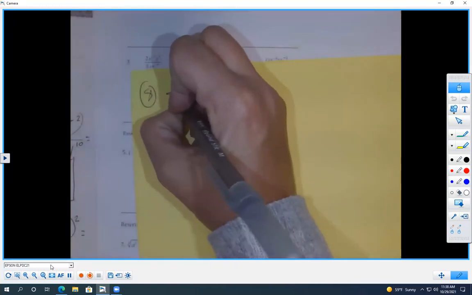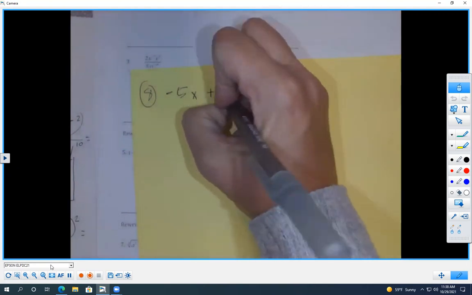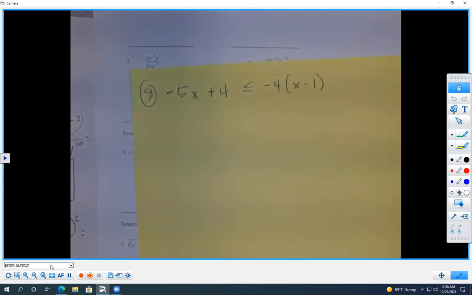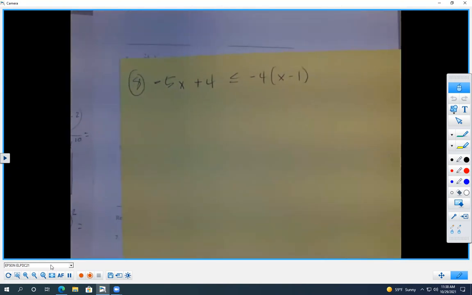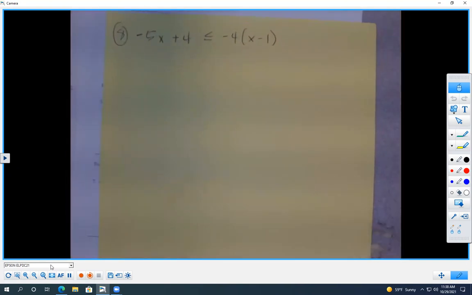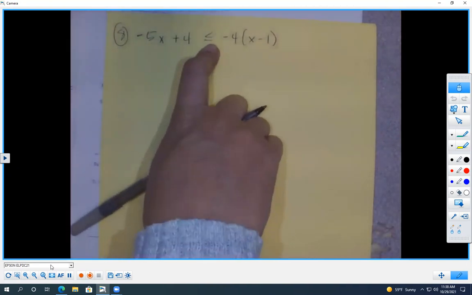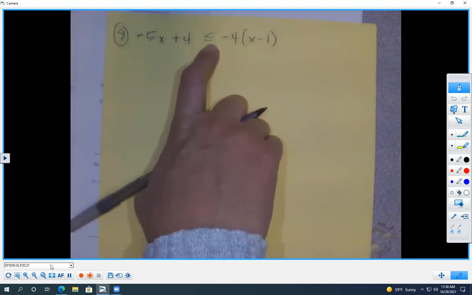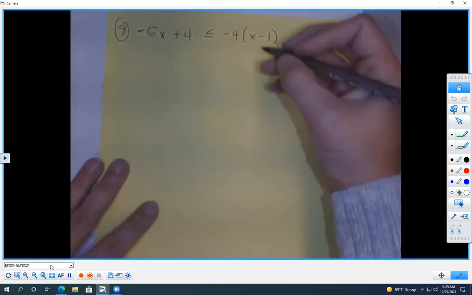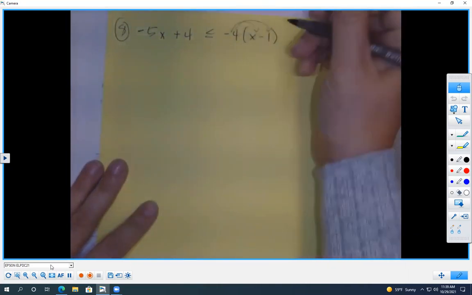Number 8 is negative 5x plus 4 is less than or equal to negative 4 times x minus 1. So remember, linear inequalities are very similar to solving equations. The only difference is if you multiply or divide by a negative number, you have to turn your less than or greater than sign around the other direction, right? So for this problem, what's my first step to solve this inequality? Yeah, distribute this negative 4.